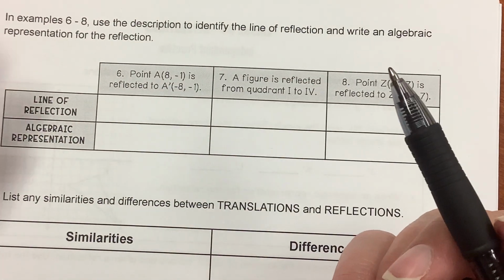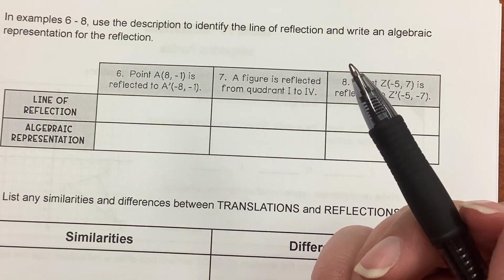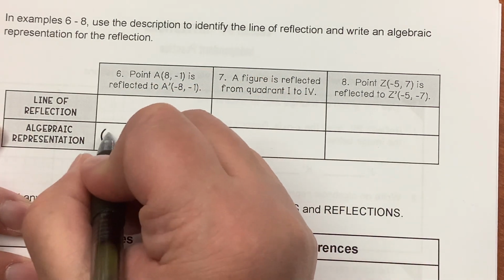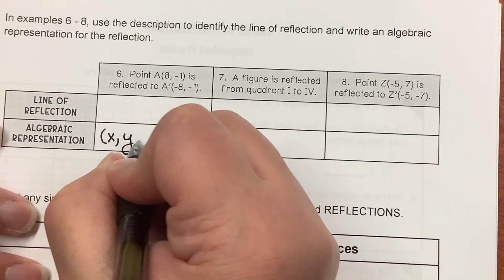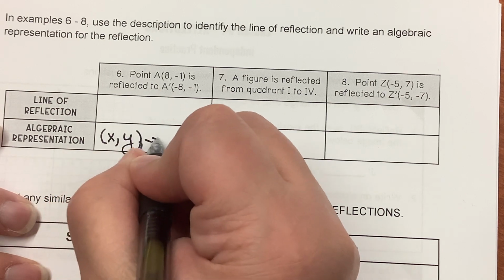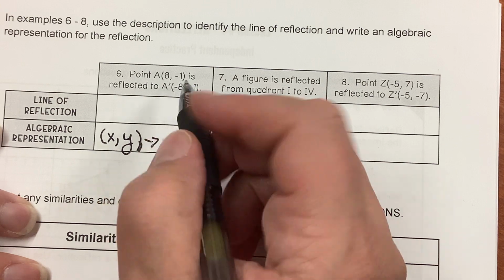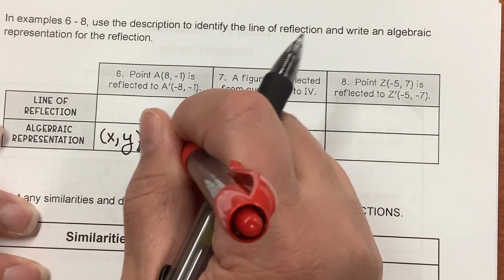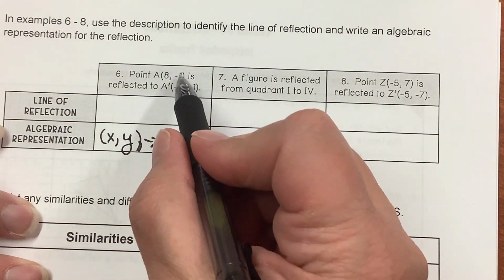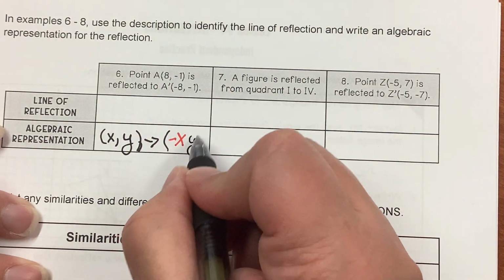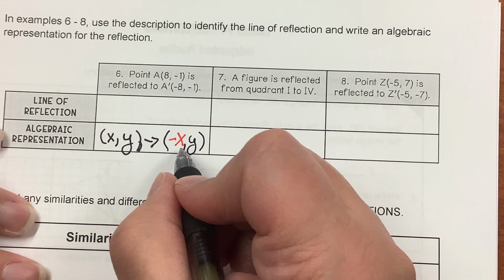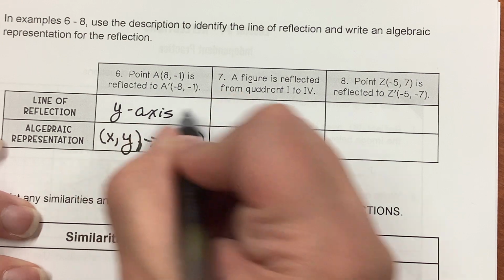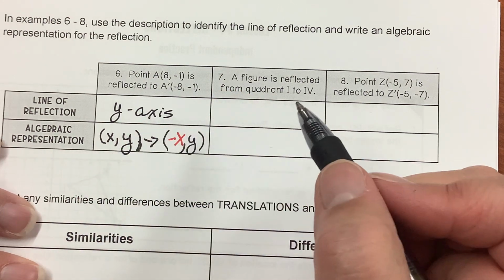In examples 6 through 8, use the description to identify the line of reflection. All right, this is x, y. Come on, what's changing here? x has become negative x. Oh dear. But y has stayed the same, negative 1, negative 1. So, change the x, it must be over the y-axis. So when the x changes, it's over y.